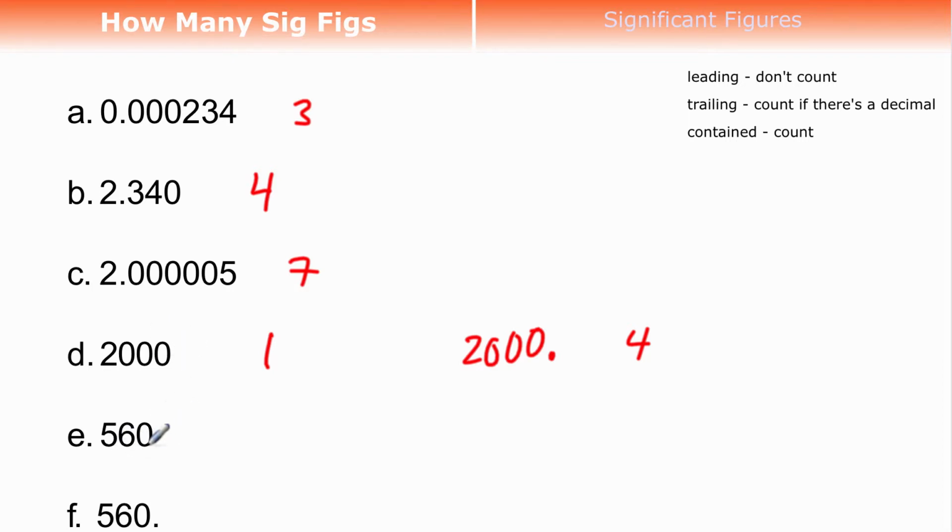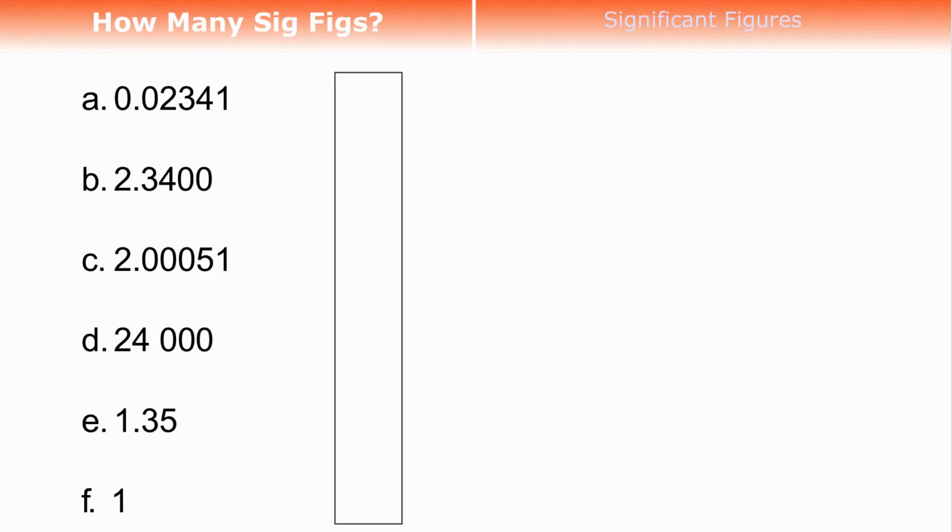Another trailing 0, no decimal, therefore 2 sig figs. Trailing 0, but there is a decimal, 3 sig figs. I want you to try a couple questions and see how you do. Press pause, come back, we'll reveal the answers.